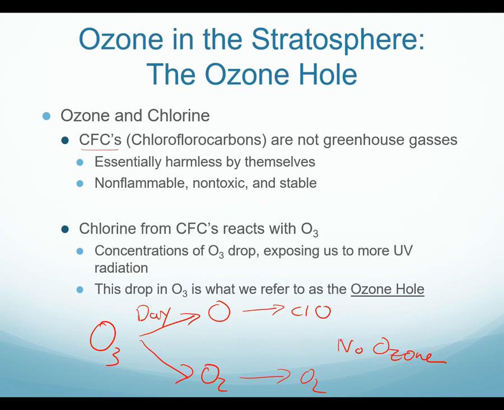So you start off with a lot of ozone, it breaks apart through the day. At night, you get a lot of the ozone recombined, but if you have chlorine in the atmosphere, then that is going to prevent some of that ozone from recombining. You have a net decrease in ozone concentrations. That decrease in ozone concentrations is what we call the ozone hole.